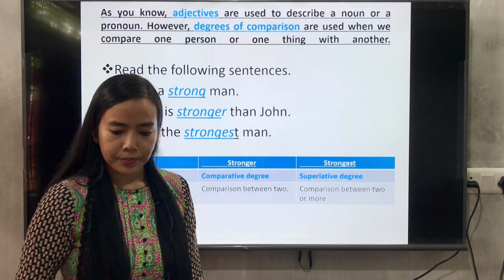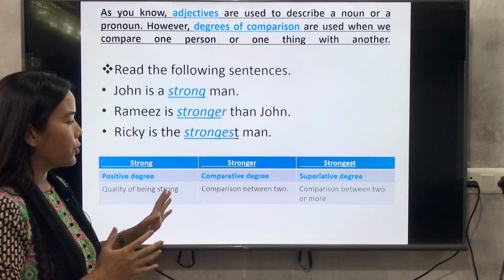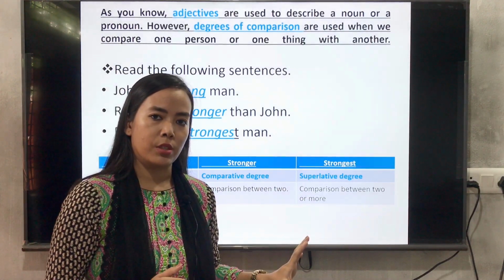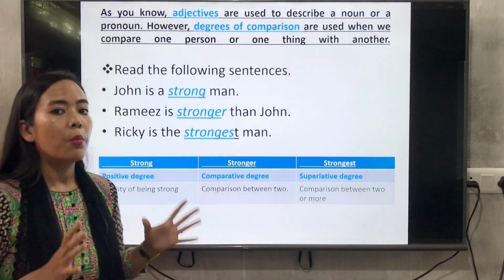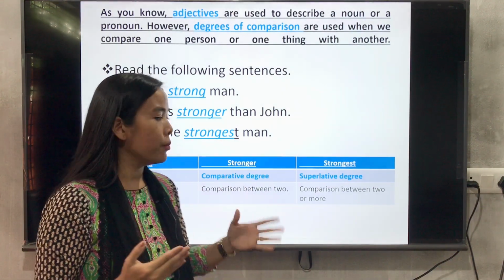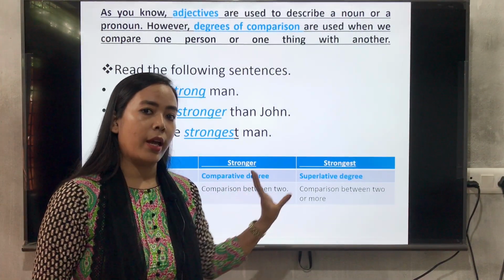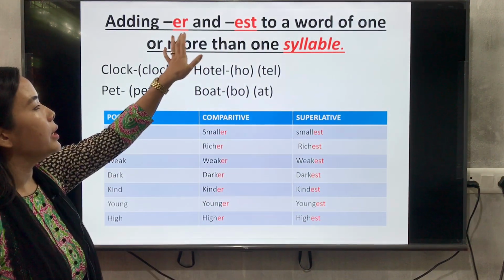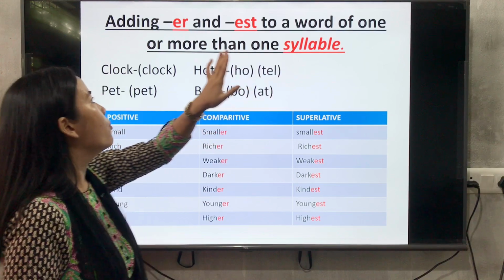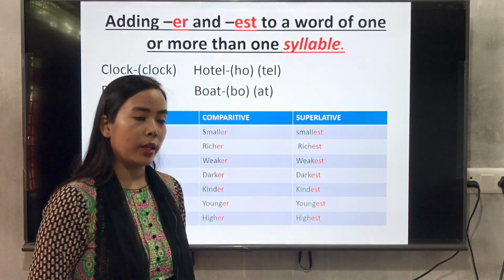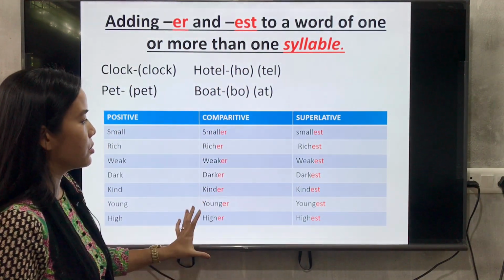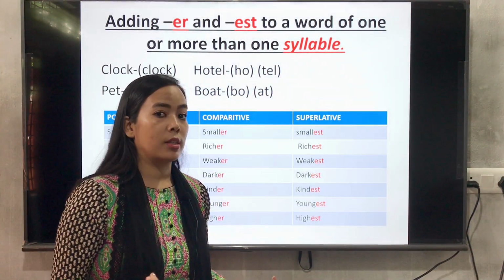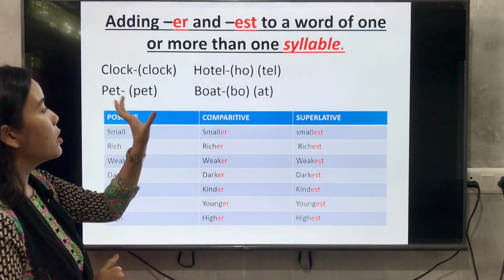Now, just now I told you there are three degrees of comparison: positive degree, comparative degree and superlative degree. Now, the main important point is how do we form positive degree into comparative and into superlative. In the first case, adding ER and EST to the word of one syllable. Before I explain these things, I'll first explain the term syllable.